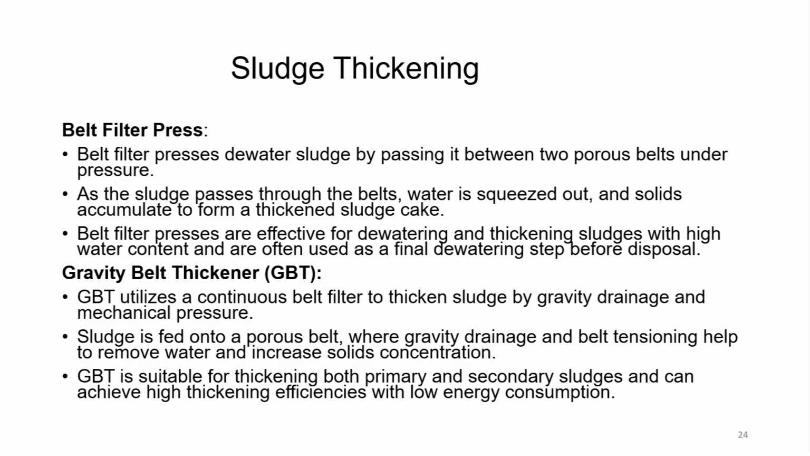Gravity belt thickener, GBT. GBT utilizes a continuous belt filter to thicken sludge by gravity drainage and mechanical pressure. Sludge is fed into a porous belt where gravity drainage and belt tensioning helps to remove water and increase solid concentration. GBT is suitable for thickening both primary and secondary sludges and can achieve high thickening efficiency with low energy consumption.